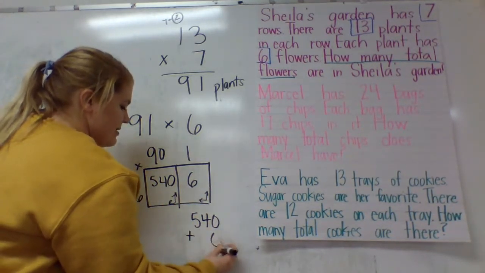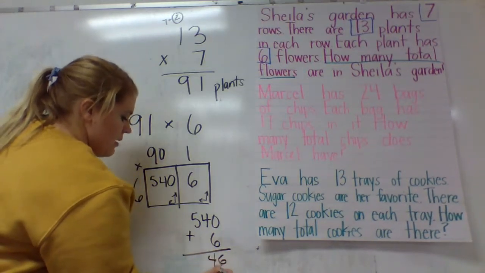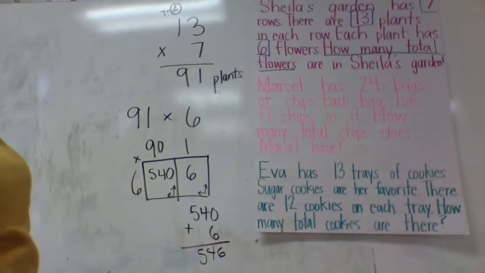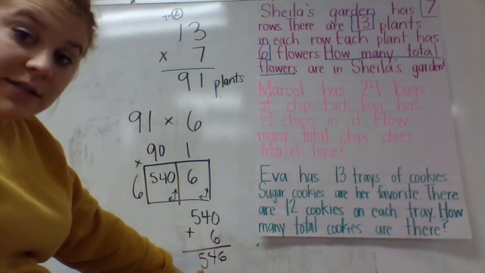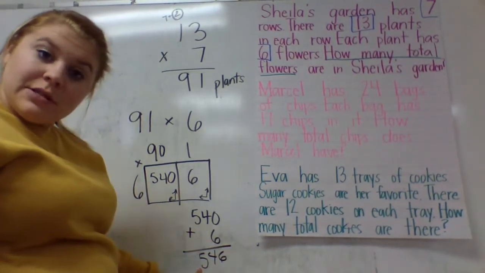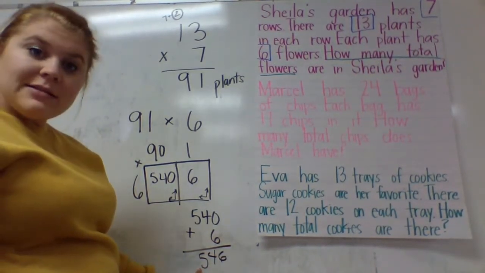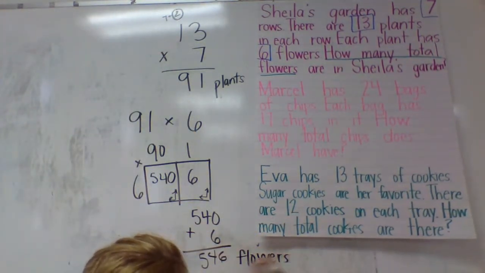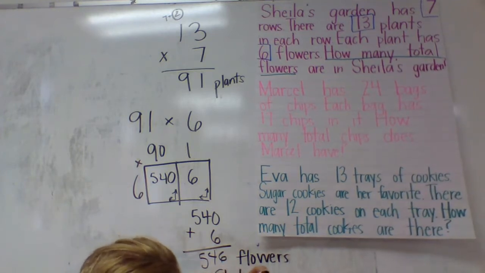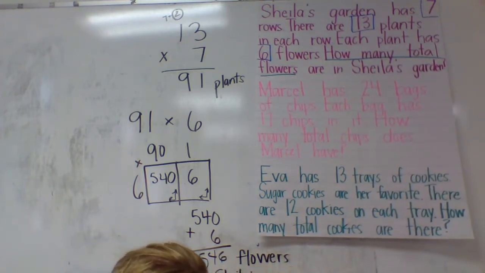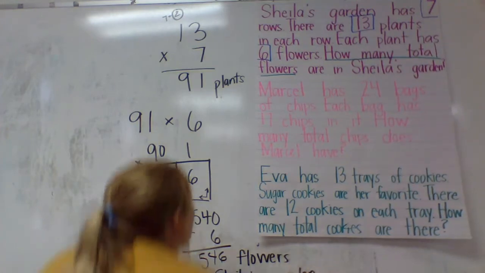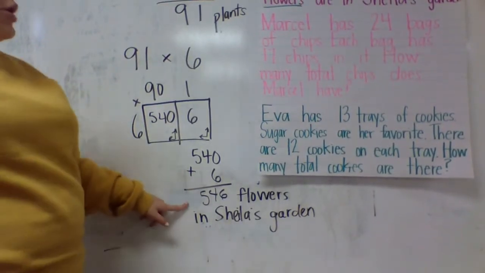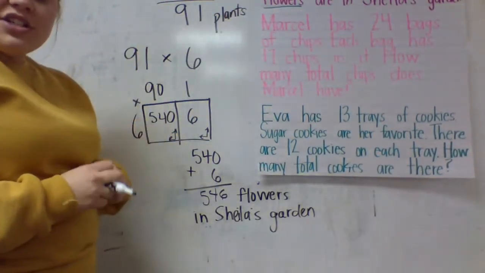540 plus 6 is 546. Now, what's important with the word problem is: 546 what? Does Sheila have 546 potato chips? Or 546 Christmas lights? No, we know there are 546 flowers in Sheila's garden. That's what my answer means. When you've got word problems, you're going to have to give a unit. That many what?